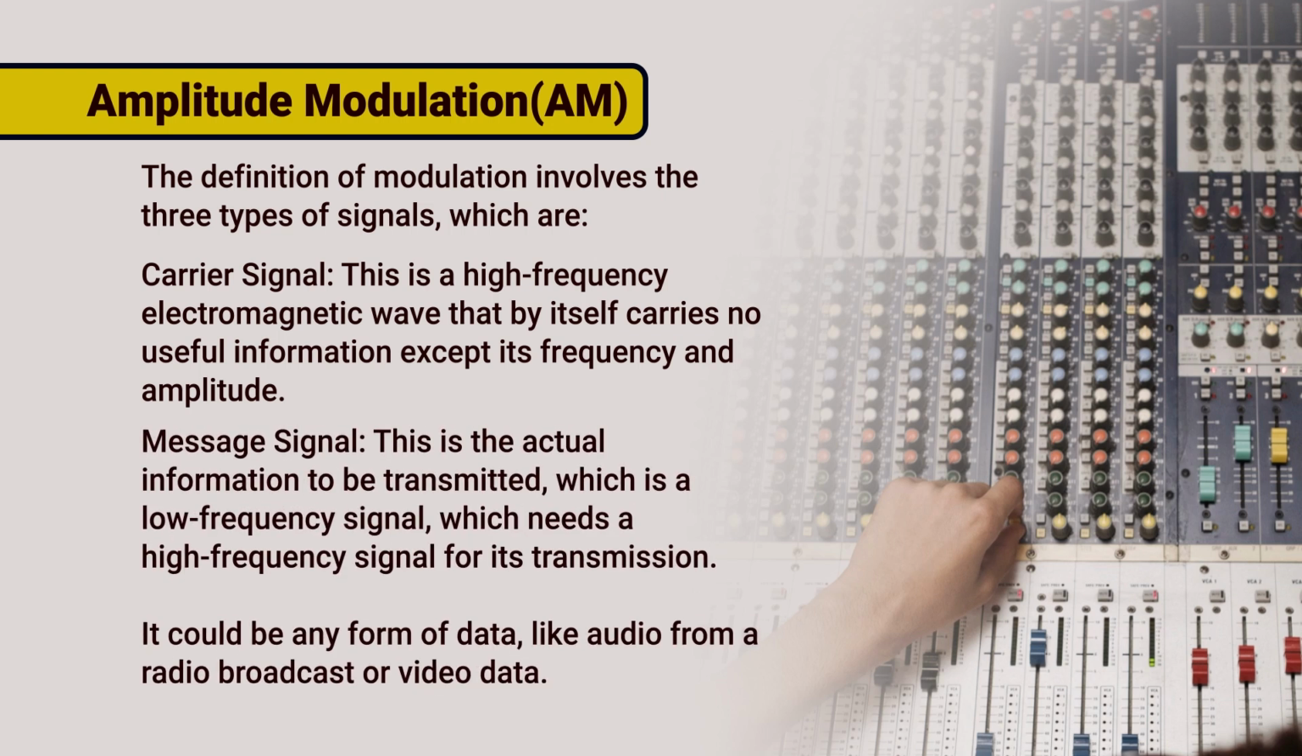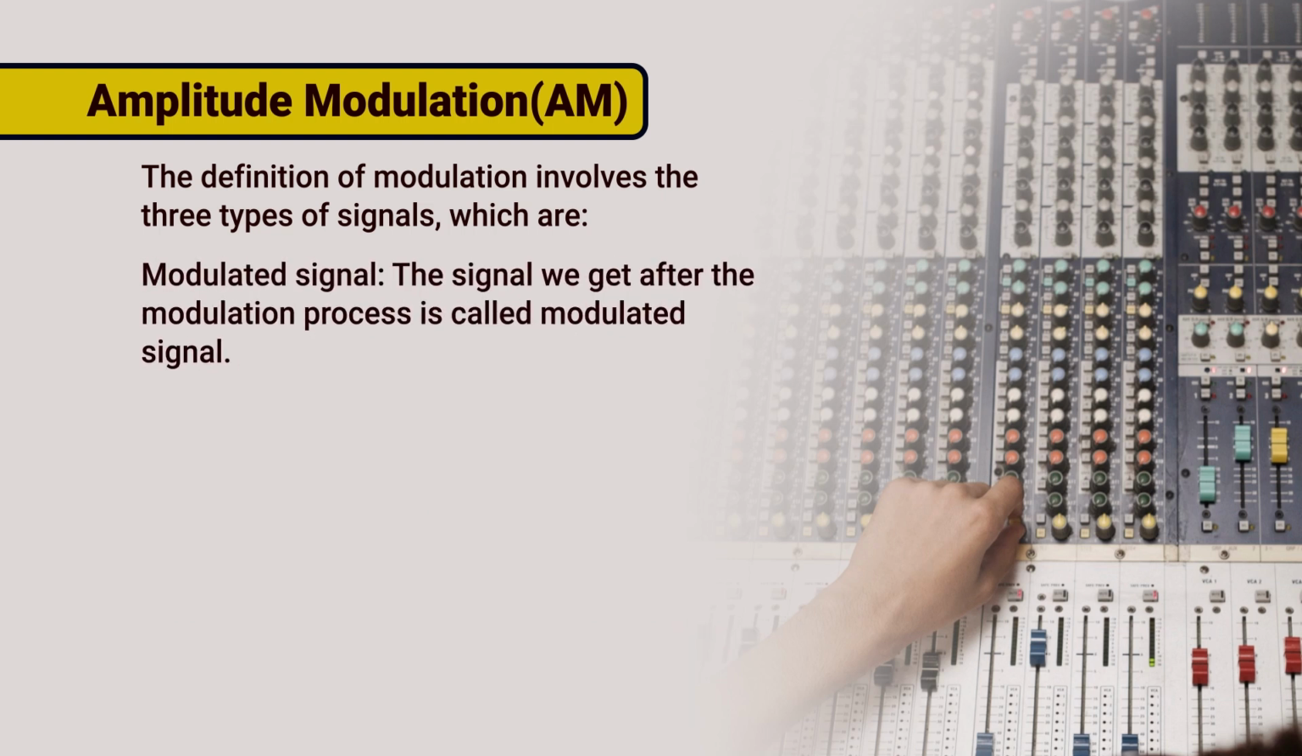Now, next is the modulating signal. This is the actual information that needs to be transmitted, called a modulating signal or message signal, which is basically a low frequency signal that needs a high frequency signal for its transmission. It is also called the information signal. It could be any form of data like audio, a radio broadcast, or video data. The signal that we get after the modulation process is called the modulated signal.